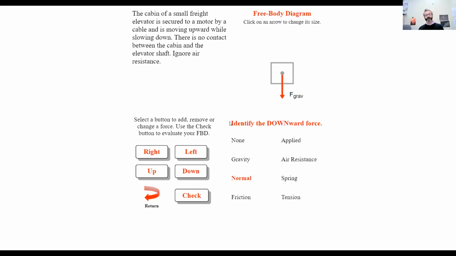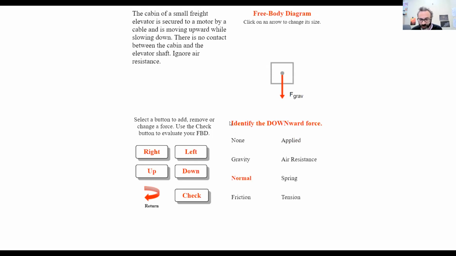Yeah, there is. Okay, there is going to be tension, but let's go one by one because we don't want to miss any. So normal force is the force of an object that's sitting on a surface. Is an elevator that's being pulled upwards by a cable sitting on a surface? No, right? So no normal force. All right, so I'm not going to put a normal force on this one because it's not on a surface.